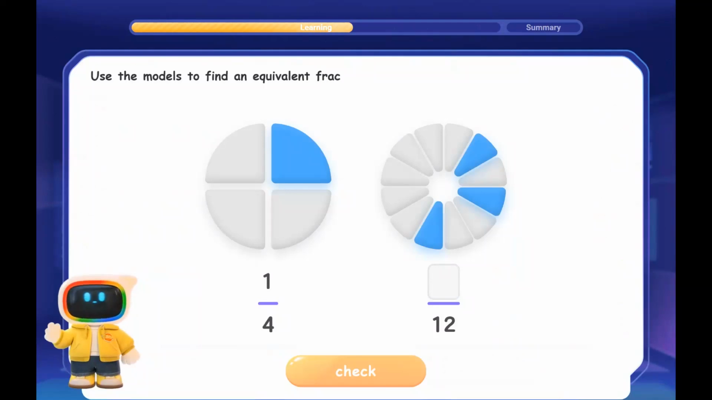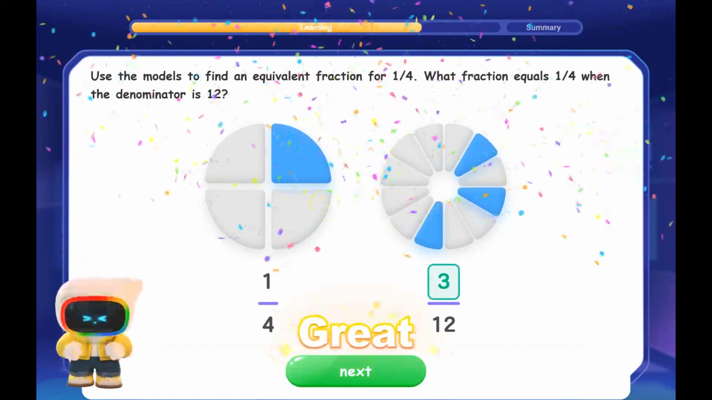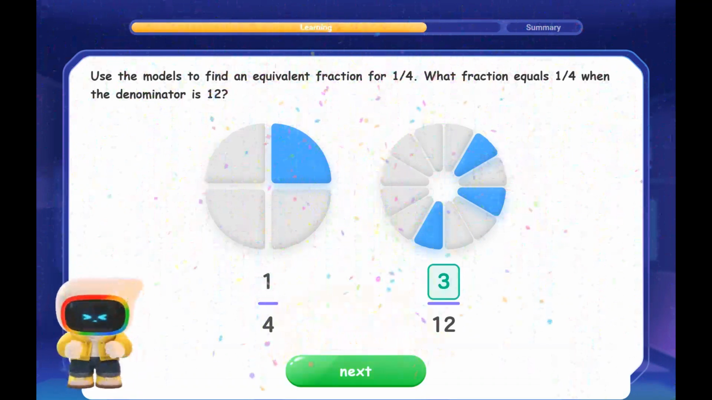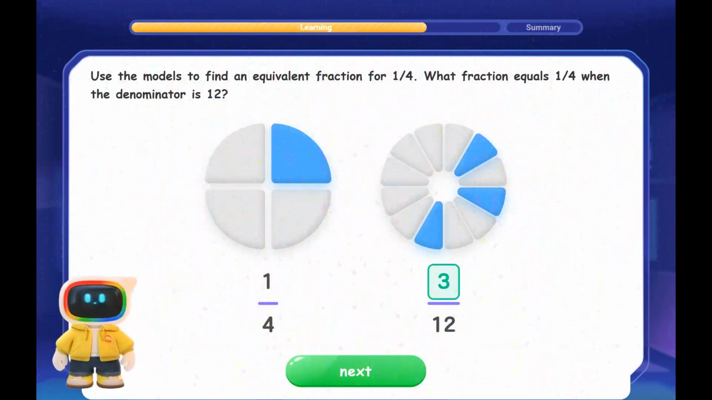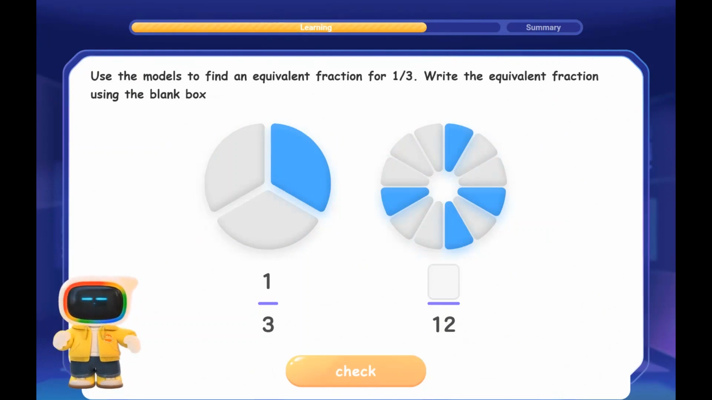Use the models to find an equivalent fraction for 1/4. What fraction equals 1/4 when the denominator is 12? Excellent! 1/4 equals 3/12. Looking at the models, you can see that each 1/4 piece equals 3 of the 1/12 pieces. Use the models to find an equivalent fraction for 1/3.